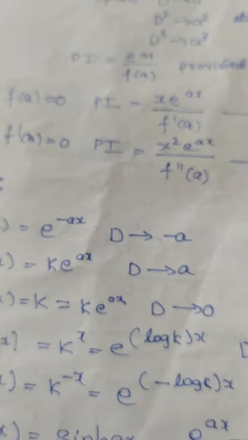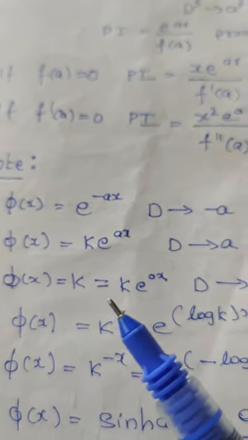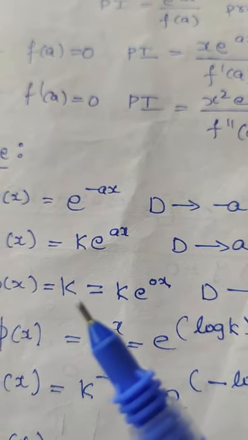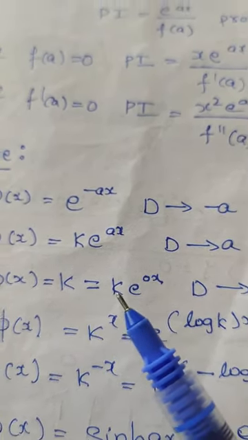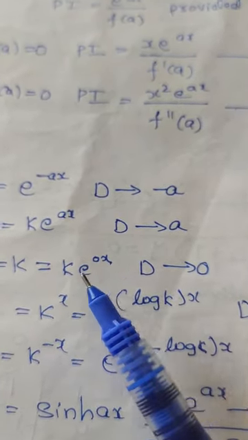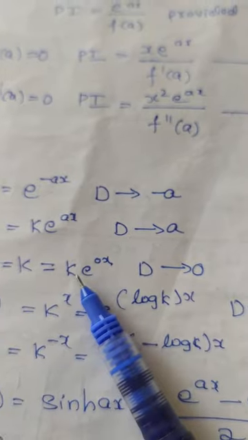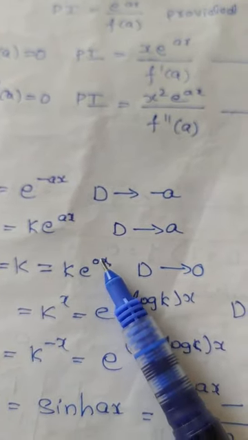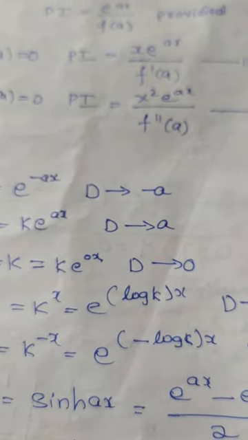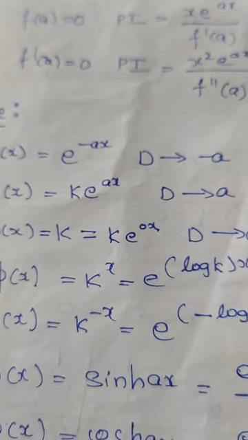That's it. Next, if we have only a constant term k, then write that k as k into e power 0x. e power 0 is 1, and 1 into k remains the same. Then here the coefficient of x is 0. Replace D by 0 and continue the process.